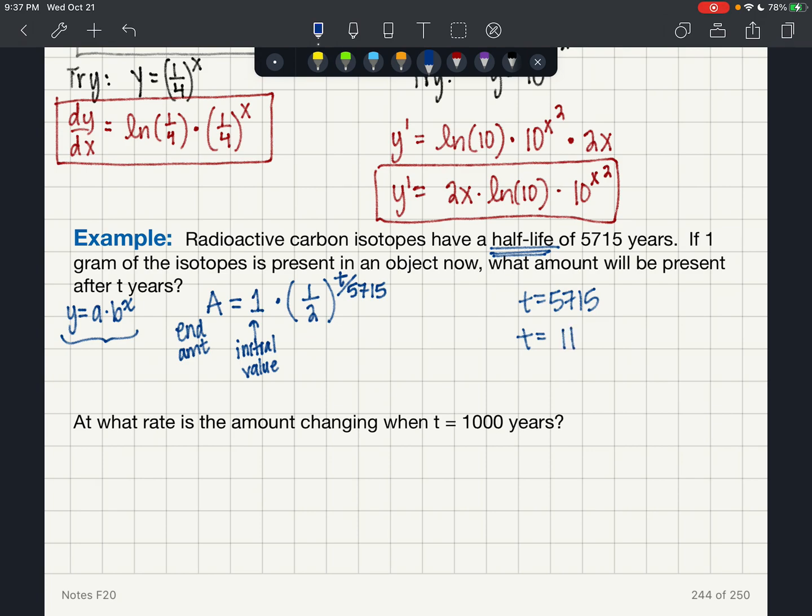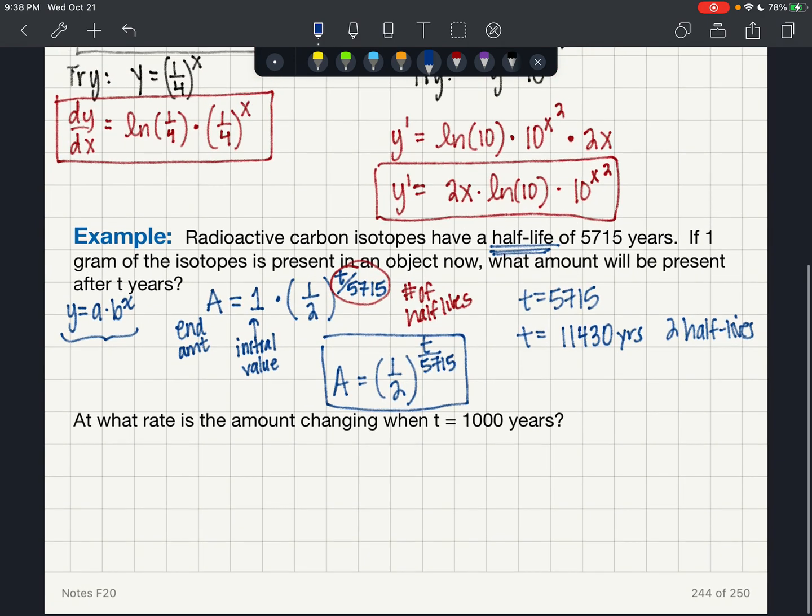If we have 11,430 years, that means that's 2 half-lives. So it just tells you the exponent is the number of half-lives. So this is the number of half-lives. And in order to do that, you have to divide your total number of years by 5,715. So that's how much will be present after t years. 1/2 raised to the t over 5,715.